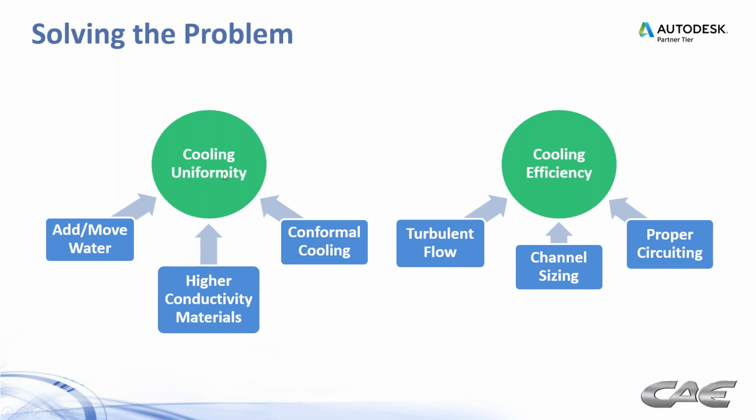And that's not just a cooling uniformity thing. These things also lead to more efficiency as well. Profitability increases when you have higher conductivity materials. Profitability increases when you get cooling channels closer with conformal cooling. But the other side of that equation is you better make sure that you have turbulent flow in the channels, that you have sized them properly, and that you have circuited them properly.